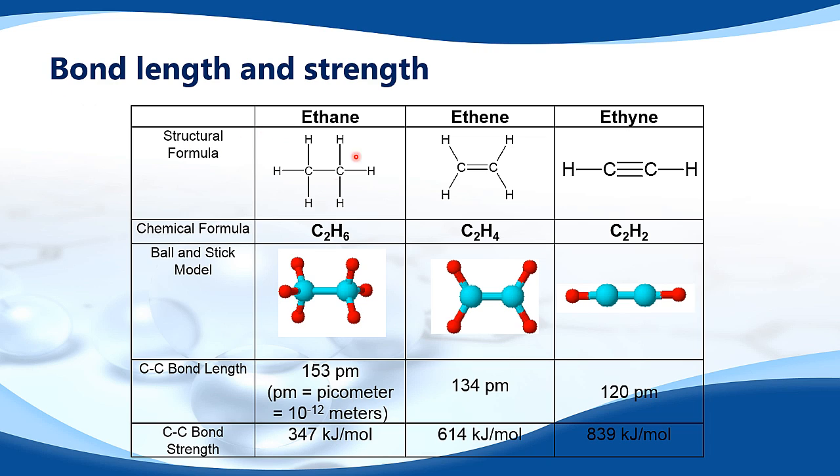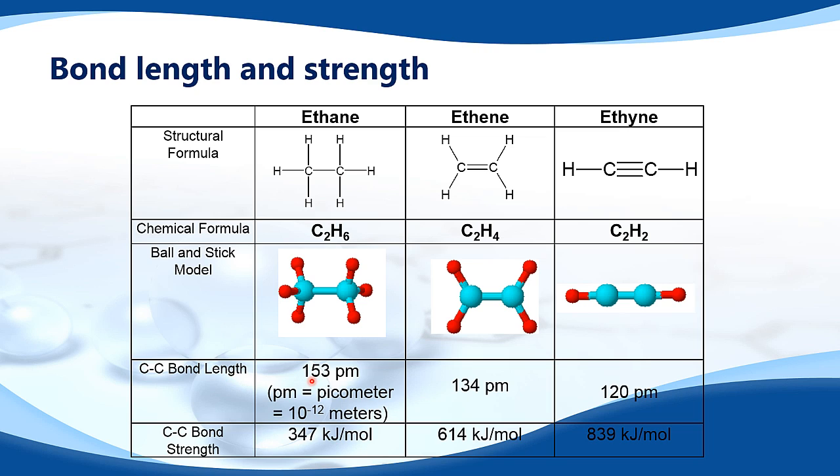Here we have 3 molecules. We have ethane, ethene and ethyne. As you can see, we have a single bond between the carbon atoms, 1 straight line. Here we have a double bond between the carbon atoms, and here we have a triple bond between the carbon atoms. Next is the length.